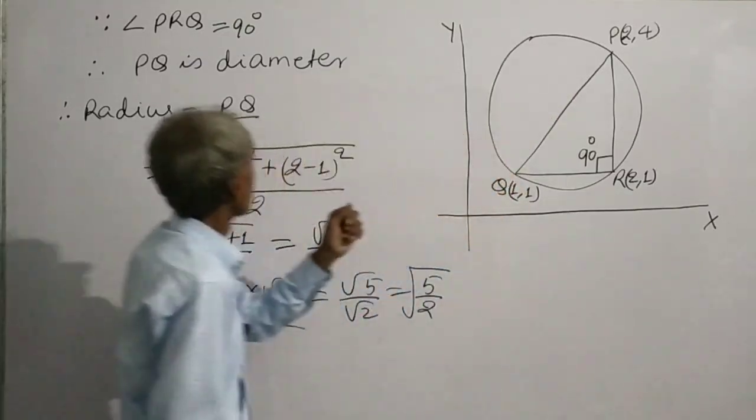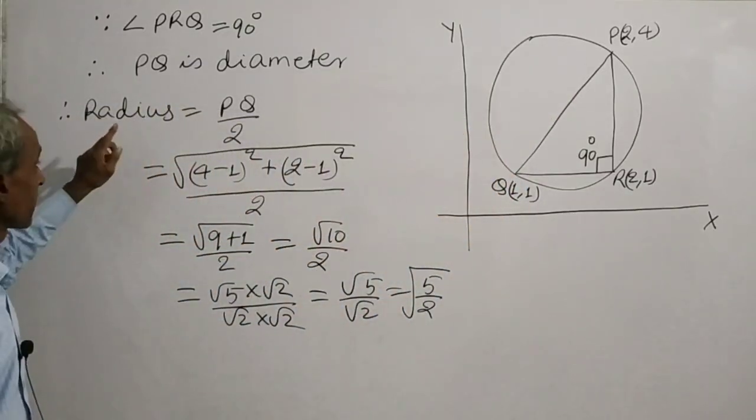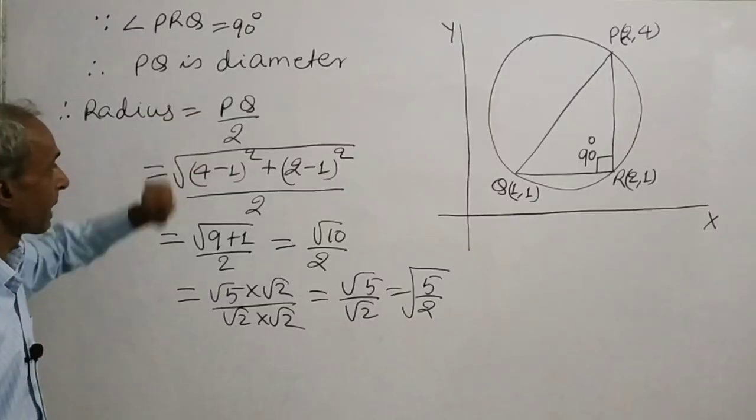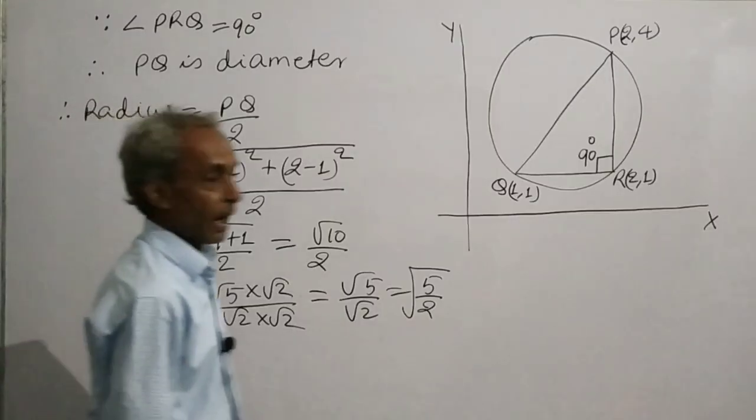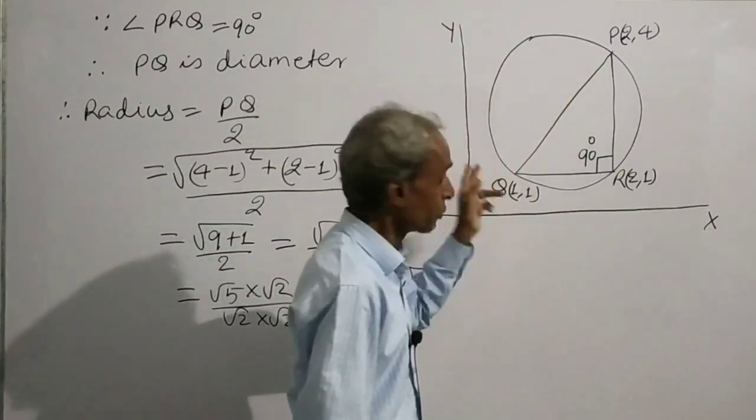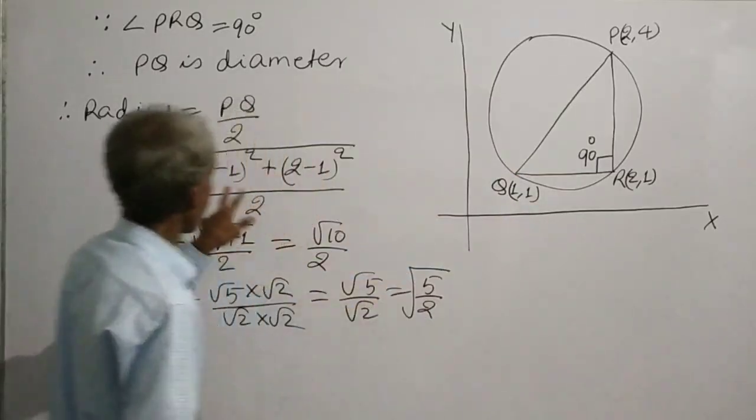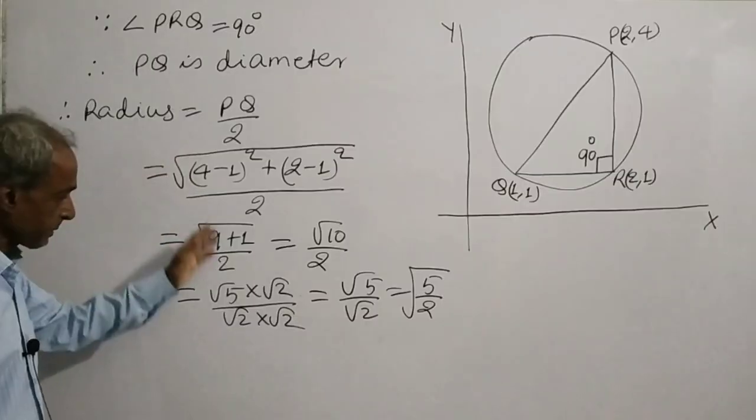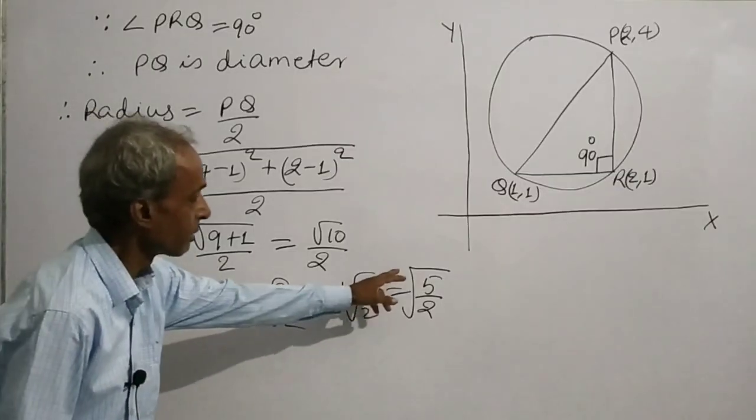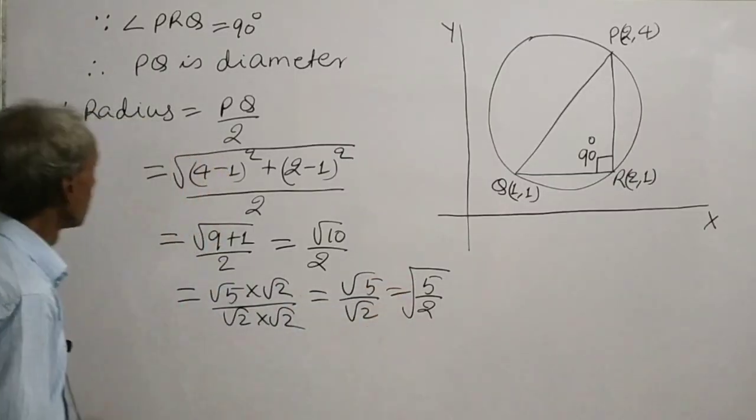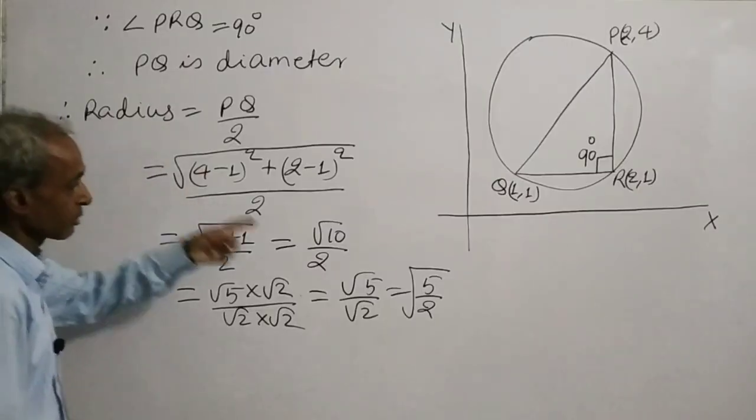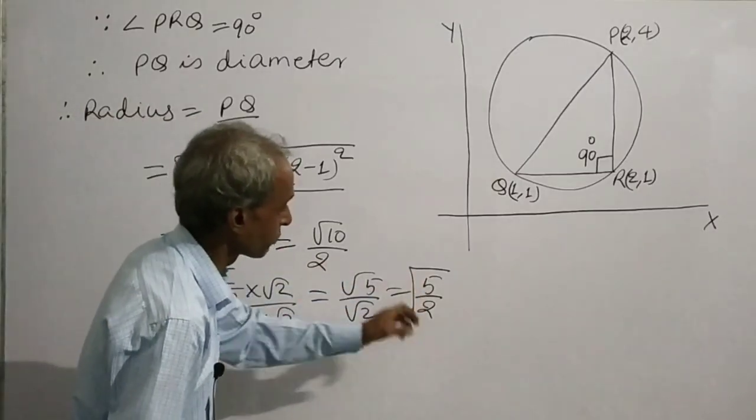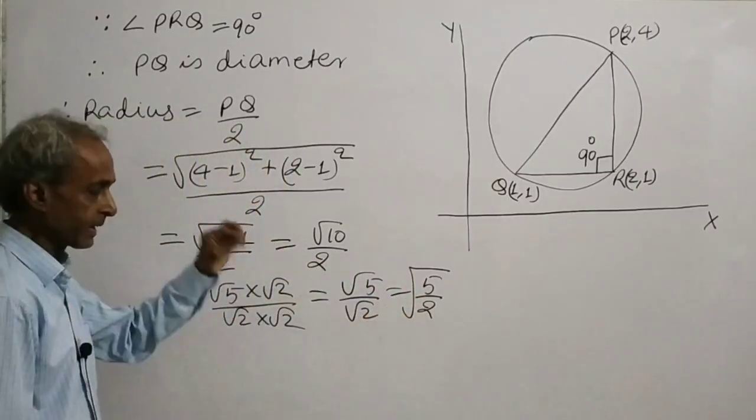Since PQ is a diameter, therefore radius will be PQ by 2. And PQ by using distance formula can be written this. After simplification, we get root under 5 by 2. Radius is equal to root under 5 by 2. Now solution is complete.